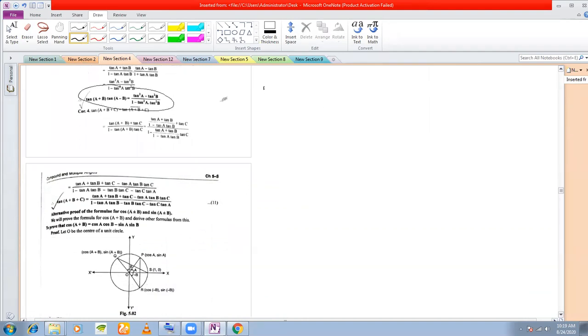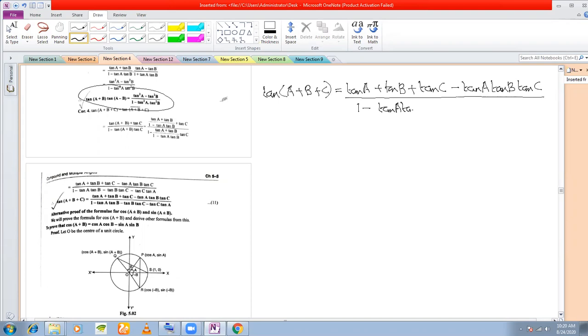Yes, what you have to remember now here is tan(A + B + C). This is a very important formula, the compound angle formula for three angles. It is tan A plus tan B plus tan C, minus tan A tan B tan C. So you first take the sum minus the product, divided by 1 minus tan A tan B minus tan B tan C minus tan C tan A. This is the compound angle formula for tan(A + B + C).